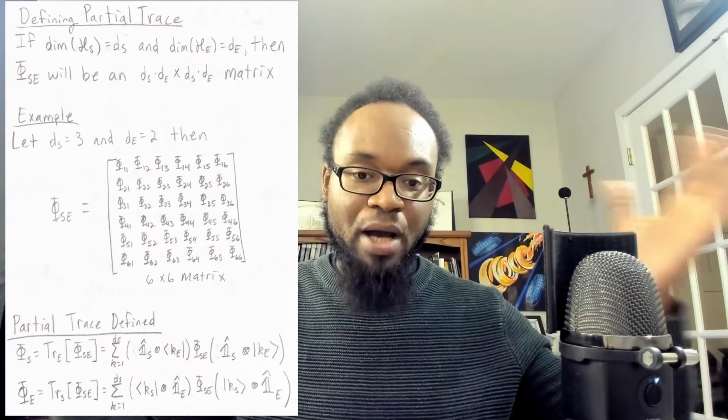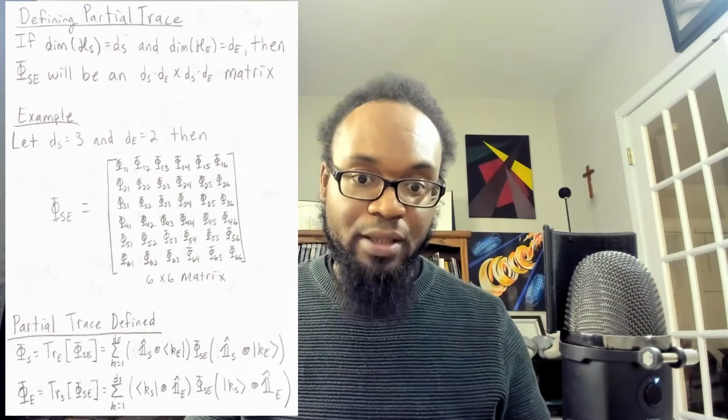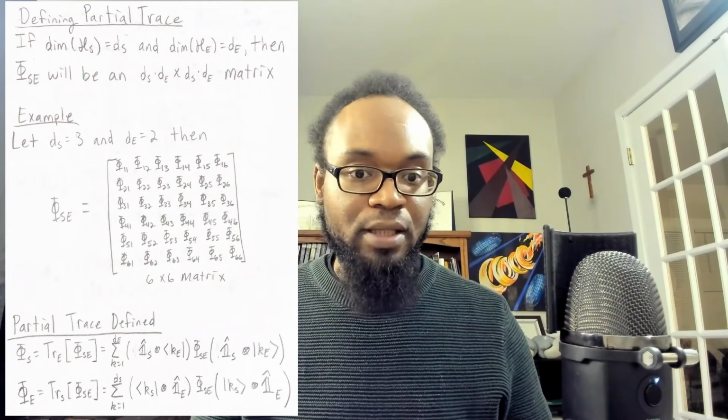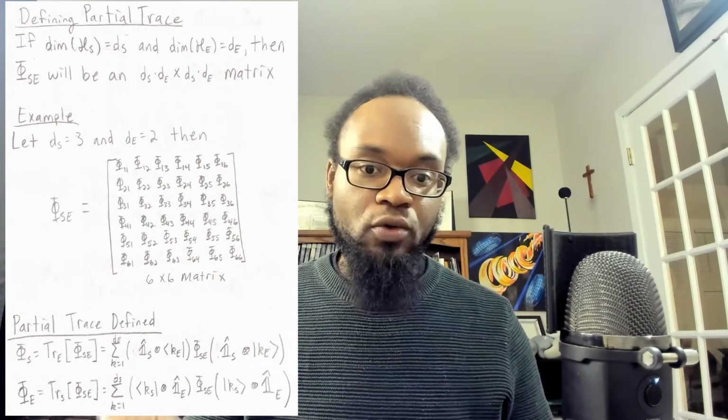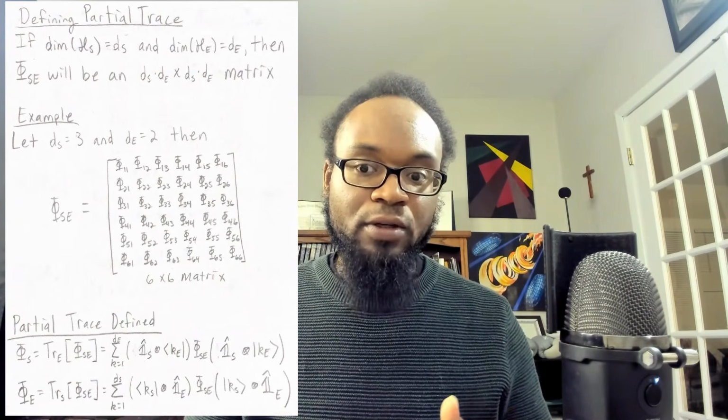Now, when you make a composite system, you're essentially multiplying them together. So the dimension of the composite system, the Hilbert space of the system and the environment, will be 3 times 2, so it'll be a 6-dimensional space. And when you have a 6-dimensional space, that means that your density operator that represents the composite system is going to be a 6 by 6 matrix.